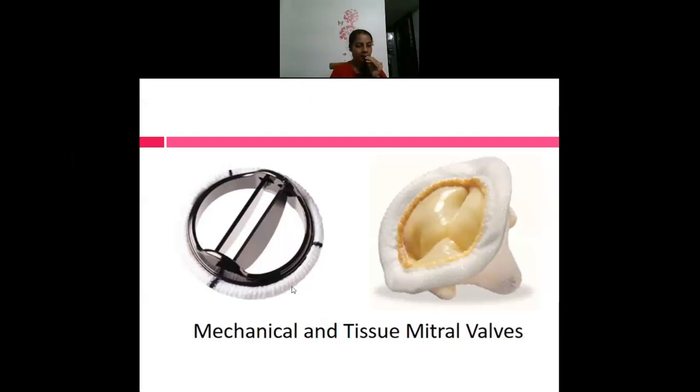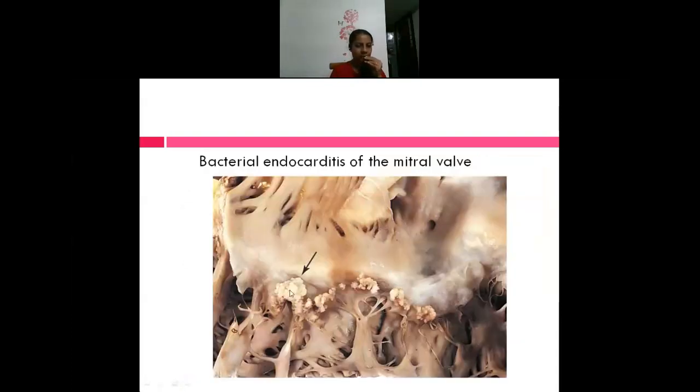I told that some patients may use an artificial valve, isn't it? So we have different types of artificial valves, like the mechanical valve and the tissue valve. This is just a picture of it. And this shows the infection or the growth that we call vegetation, which grows on the endocardium. That we will see again in pathophysiology.